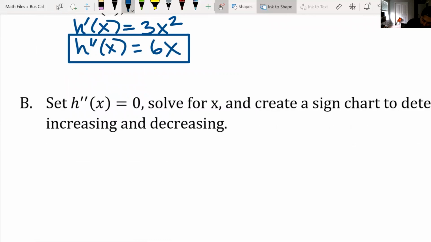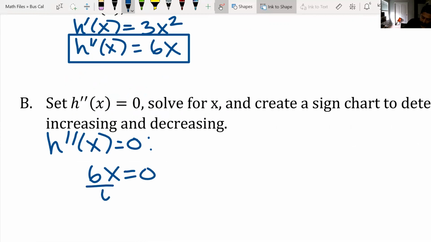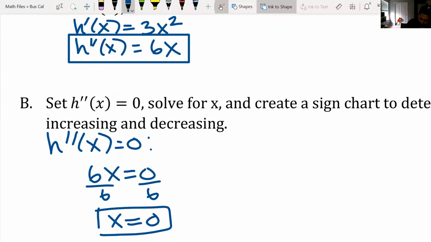So h double prime of x equal to 0. This means 6x equals 0. Divide by 6, divide by 6, x equals 0. Okay. Oh, I accidentally clicked that button, but it seems to be working.